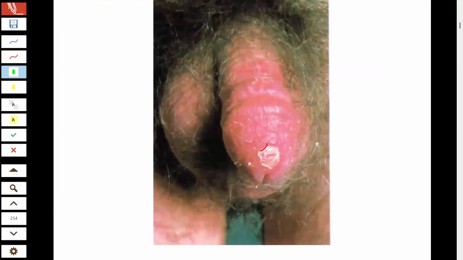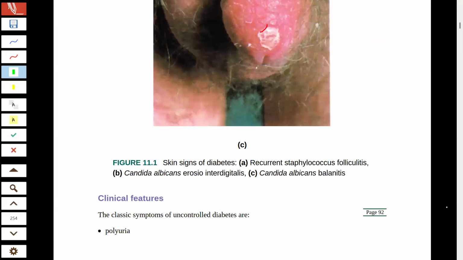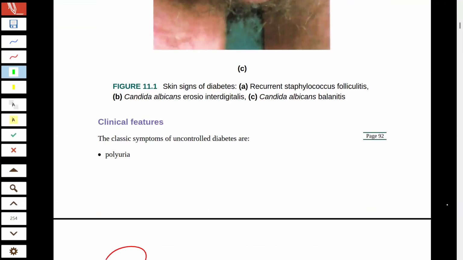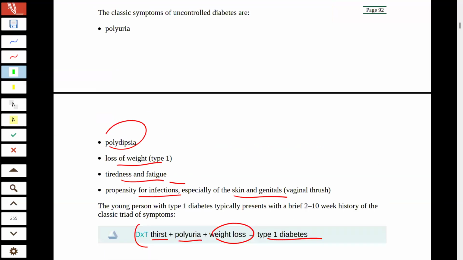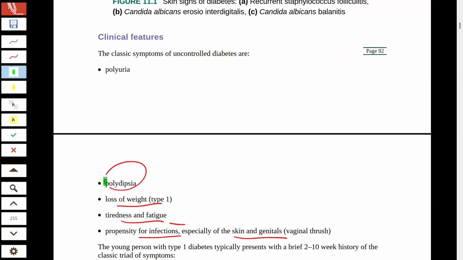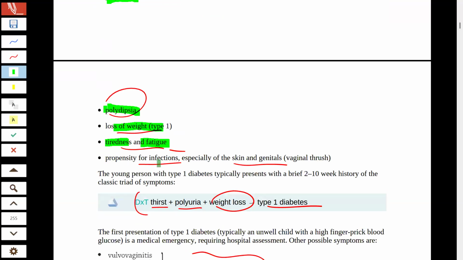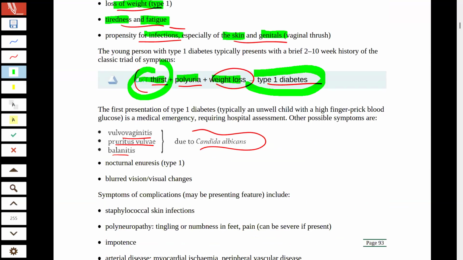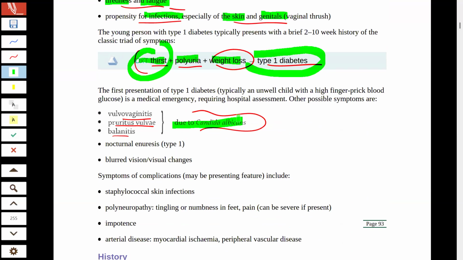This is candidal infection in a diabetic patient. The patient's immune system is weaker, so with the passage of time there are a lot of infections. These are the features: polyuria, polydipsia, loss of weight in type 1, tiredness and fatigue, and many infections, including genital infection as well. This is the key feature: diabetes, thirst, weight loss. This is diabetes type 1. And due to Candida albicans, vulvovaginitis, pruritus.